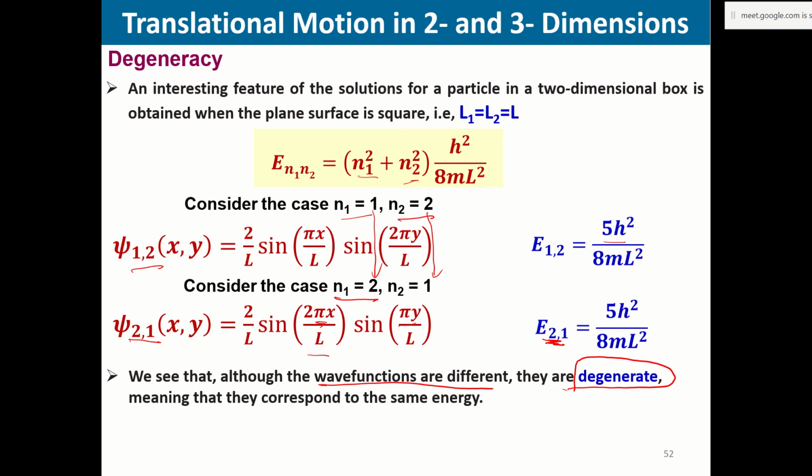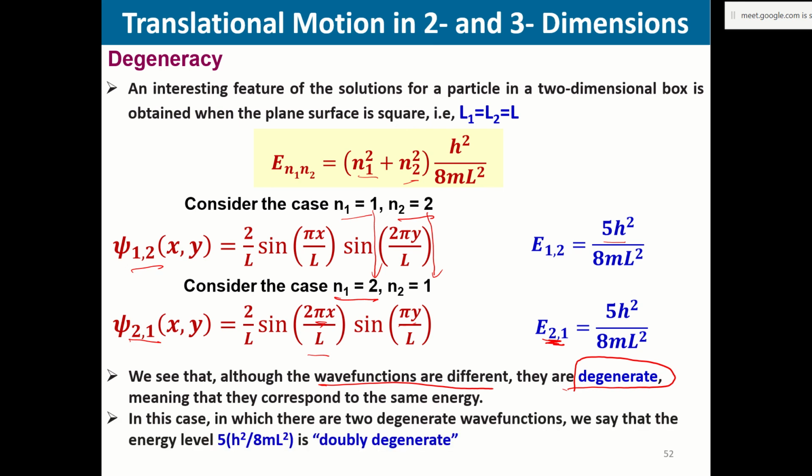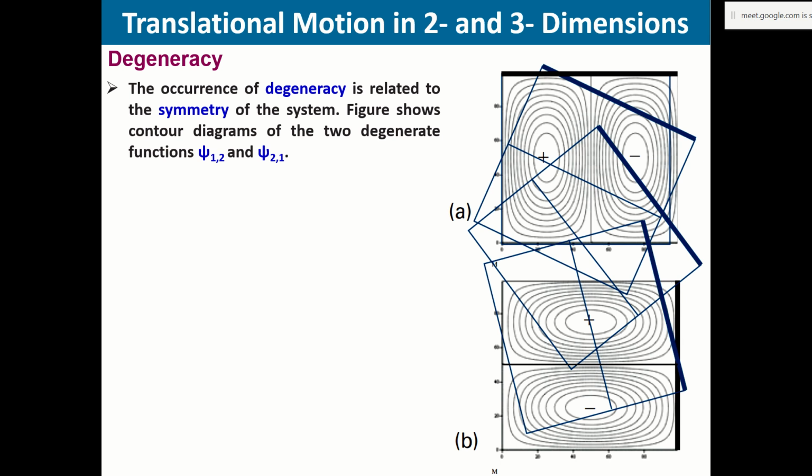So this is the case of a square, when the two lengths are equal. We say that the two wave functions are degenerate, the energy level is doubly degenerate, or we say that the energy state E12, 5h square by 8mL square, is doubly degenerate. If you look closely into the wave functions, you will find that degeneracy is related to symmetry. You are already studying group theory, so you can correlate these things. Look at the pictures very systematically and analyze them methodically.